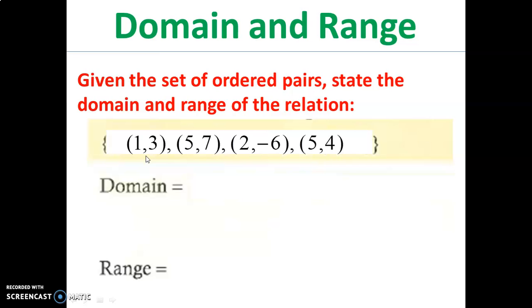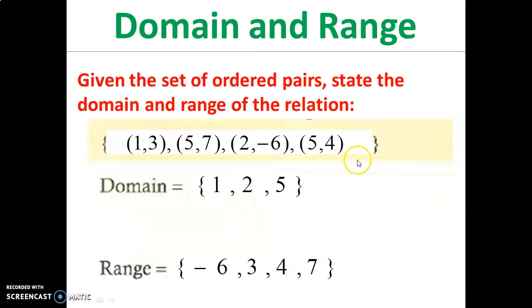Well, as you may remember, domain is all the input values. In this case, domain is the set of these points. Here are our inputs, 1, 5, 2, and 5. We only have to list 5 once. So what's our range then? It's the set of the output numbers, -6, 3, 4, and 7. So those are outputs. Okay, that's a simple example of domain and range.